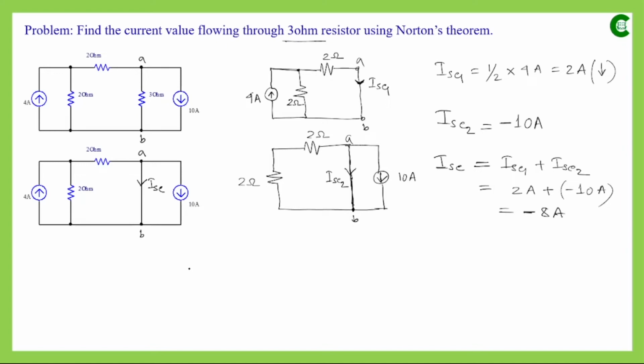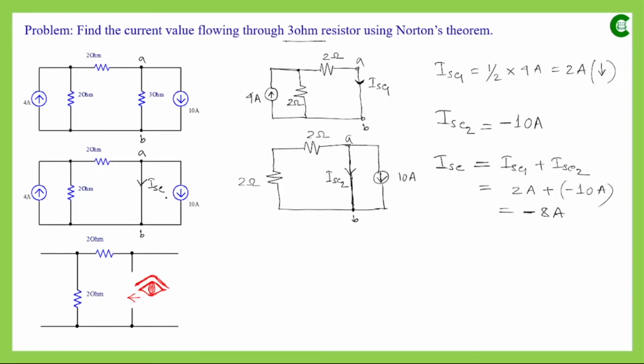Now our next task is to find the Norton's equivalent resistance for the whole network. For doing that, we will deactivate the energy sources. Since we have both current sources in this network, we simply open those two paths. Between these two terminals this current source was connected, so we have simply opened them, and here also we have applied the same rule.